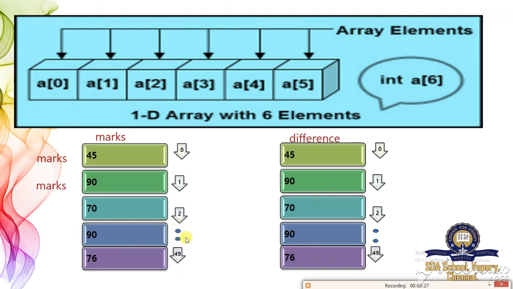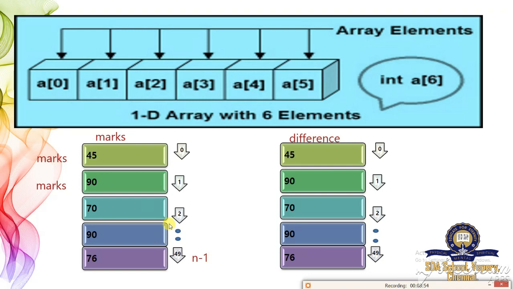The subscript starts from the number 0 and ends with the number n minus 1. N means the number of elements. So how many elements are here? Totally 50 elements. So 50 minus 1 is what? 49. So the first subscript is 0 and the last subscript is n minus 1, that is 49 for 50 elements.